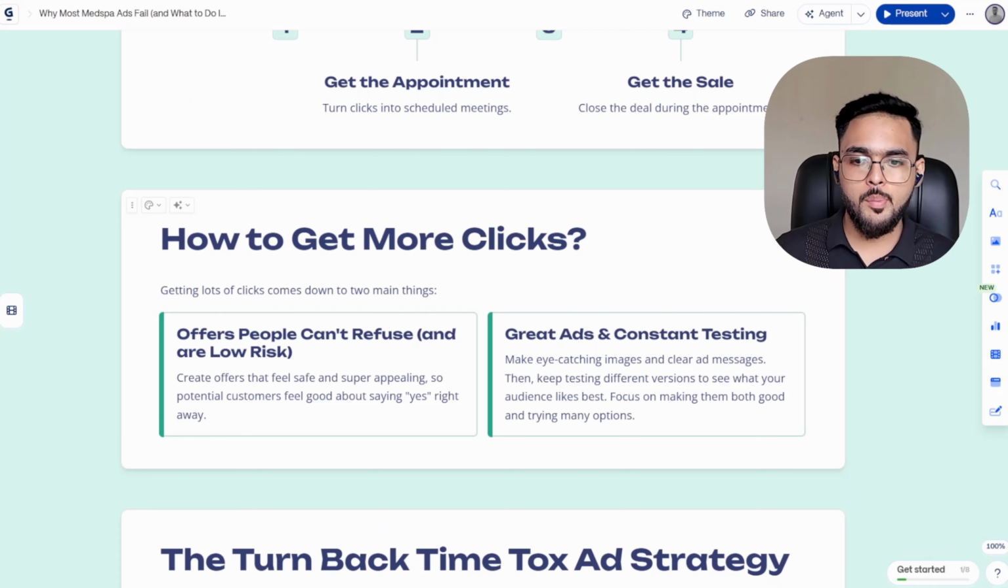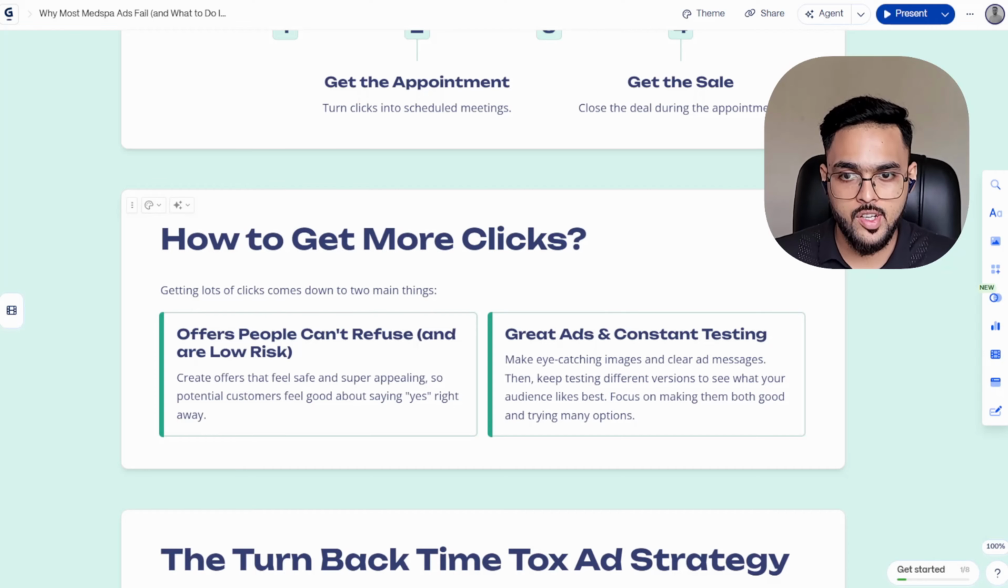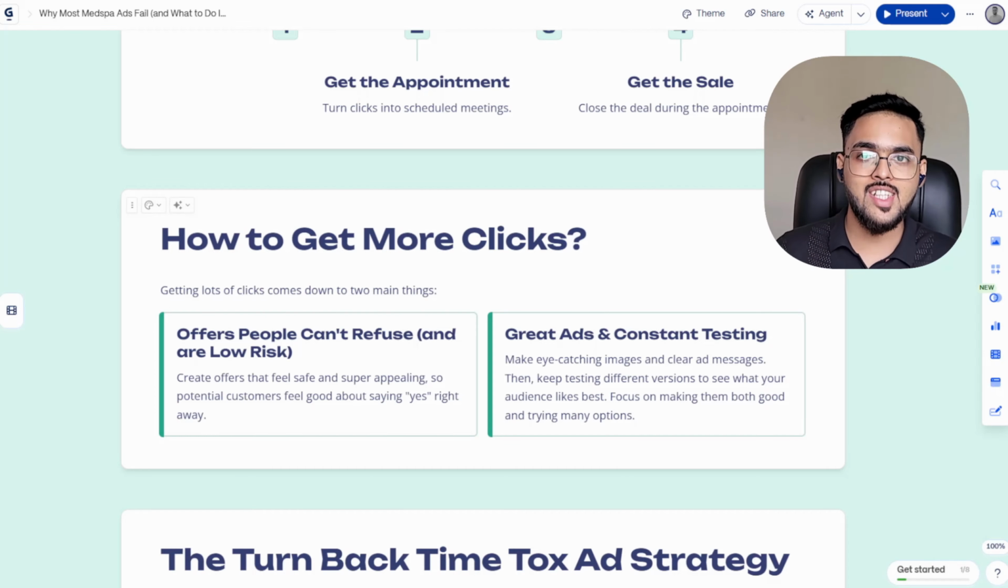So let's talk about how you can get more clicks. Getting lots of clicks comes down to two main things. The first is offers people can't refuse, so the offer that you actually end up advertising. And the second thing is great ads and constant testing. So let's talk about offers first.